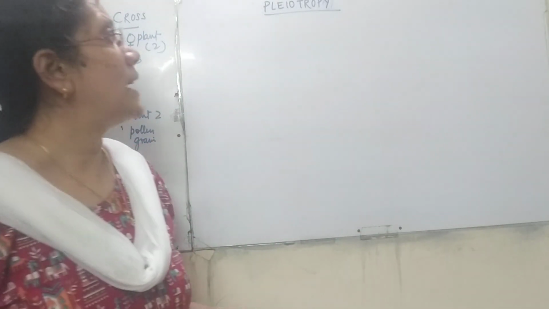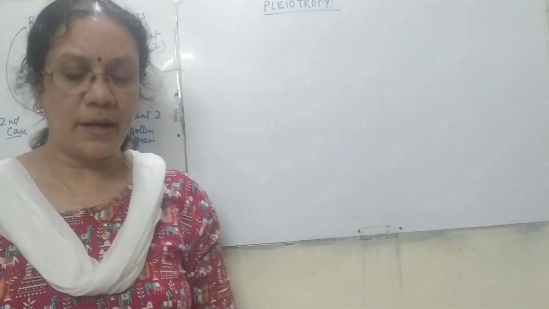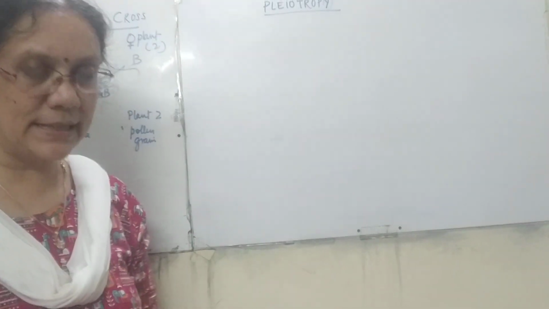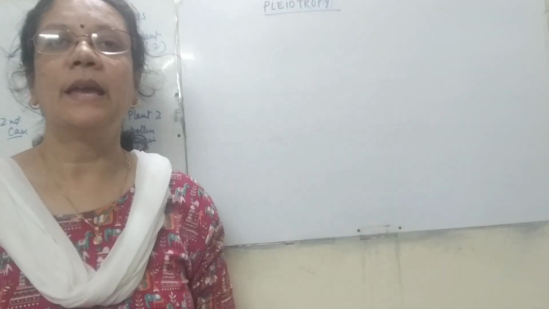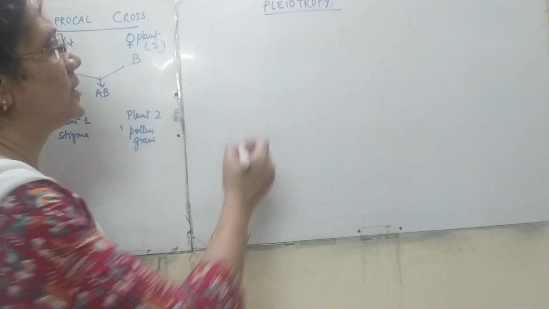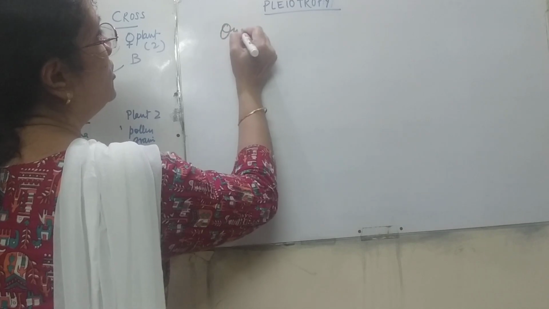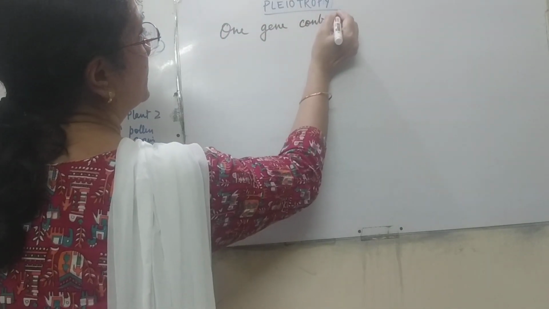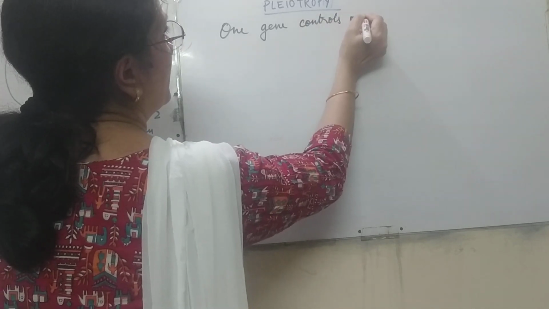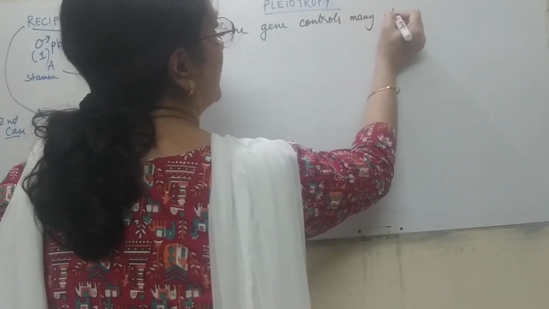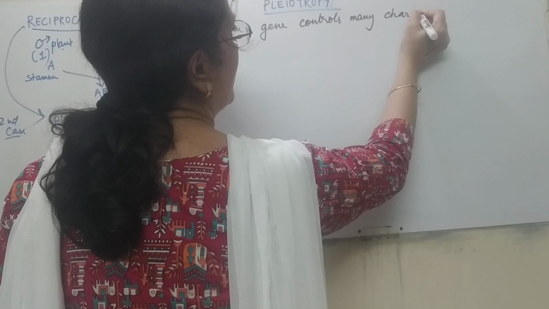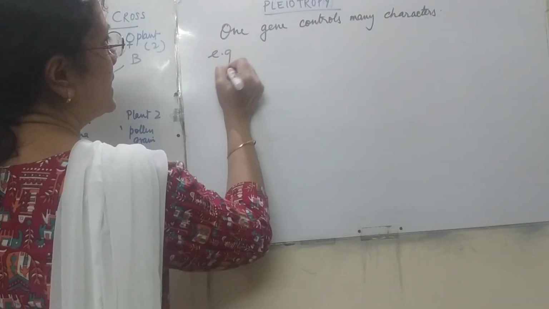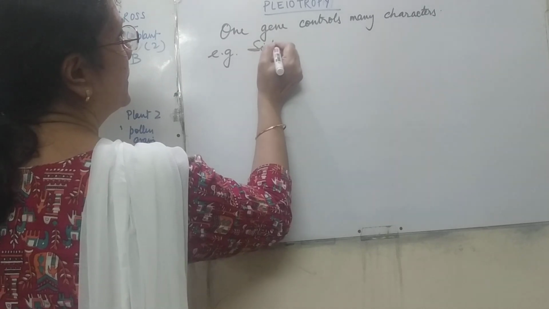Okay, let me start with a new topic, that is pleiotropy or pleiotropic genes. Now what is this? This is one gene which controls many characteristics. So one gene controls many characters. Now an example of this is sickle cell anemia.